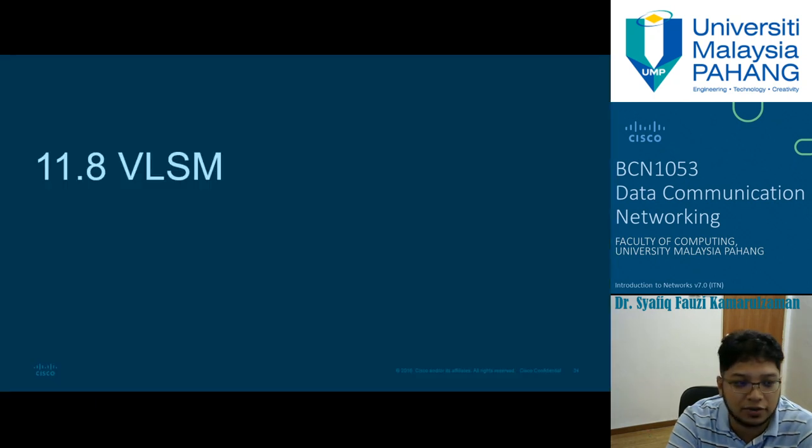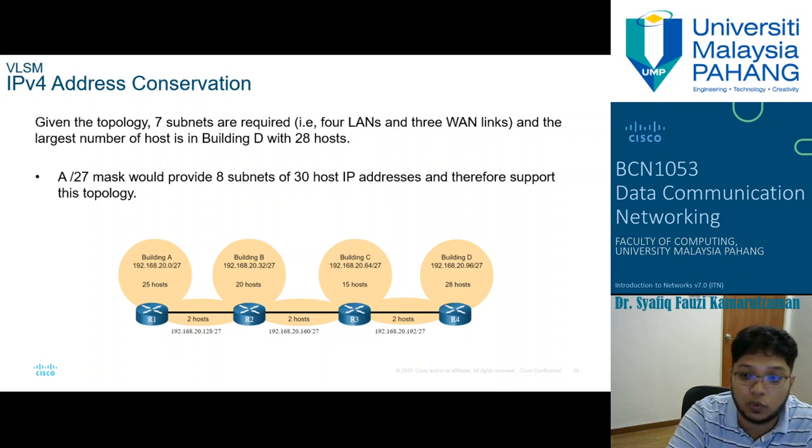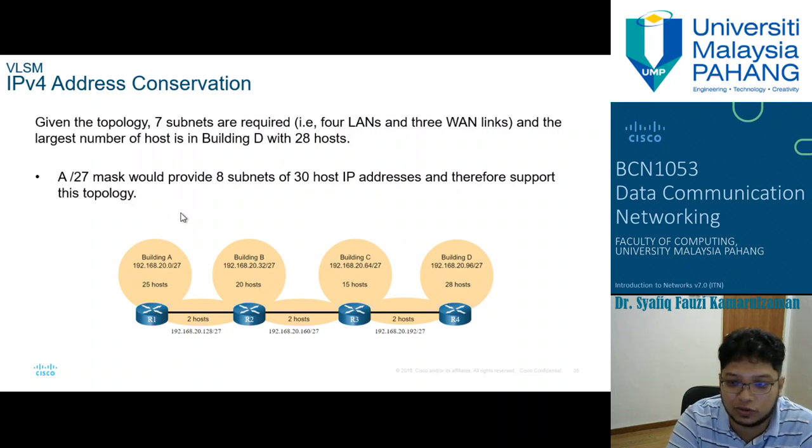Sometimes we can conduct it using VLSM. This is where you split the network address even further. For example, you have 25 hosts, 20 hosts, 15 hosts, and 28 hosts. With the normal subnetting that I've shown before, you will need to create them according to equal size. For example, if you have 8 bits, all the subnets are 8 bits. Through VLSM, you can split those remaining networks into smaller portions. For example, a /27 mask will provide 8 subnets of 30 host IP addresses and therefore support this topology.